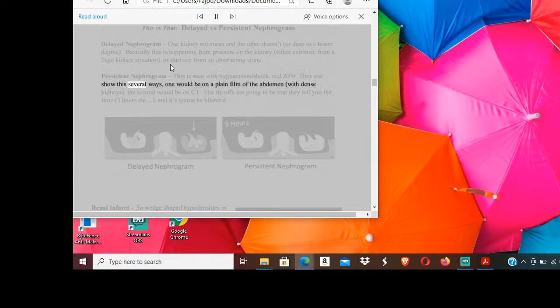They can show this several ways. One would be on a plain film of the abdomen, with dense kidneys, the second would be on CT. The tip-offs are going to be that they tell you the time, 3 hours etc., and it's going to be bilateral.